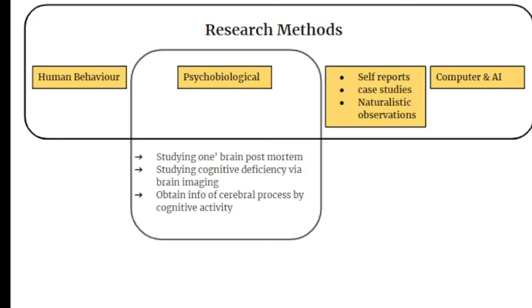All right. I've planned this according to the first unit of the first block. We initially have the research methods, so we'll start from the research methods and then explore the further topics. First of all, we have four types of research methods in cognitive psychology. There are also other research methods in other subjects of psychology. In cognitive psychology, we have four types basically: human behavior, psychobiology, self-reports, and computer and AI. Now we'll try to understand each of these step by step.